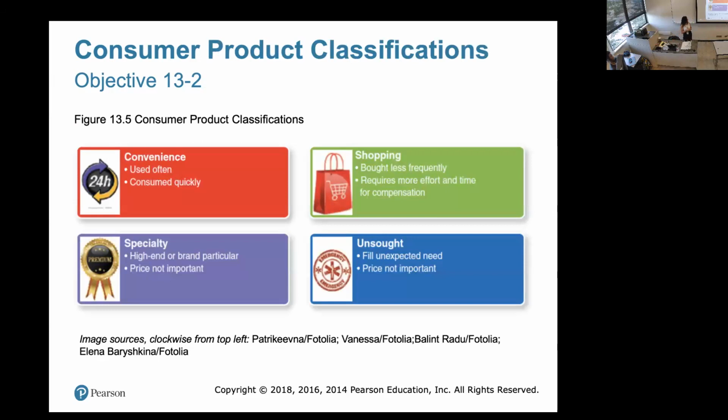And consumer products have different classifications. There are different products: convenience, shopping, specialty, and unsought products. Let's give examples of each of these. Convenience products, they're used very often and consumed quickly. What are some convenience products?